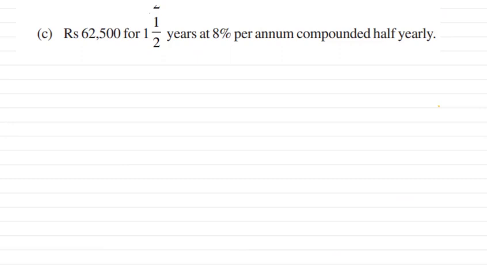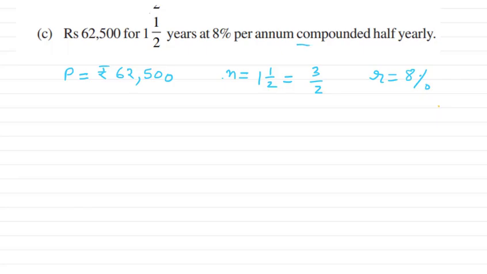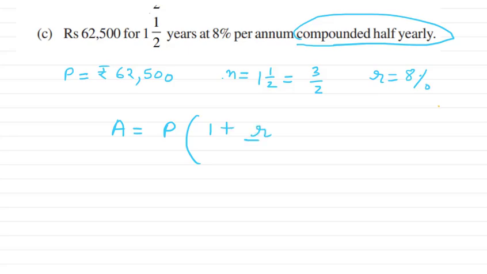So this is your next question. Again, here you have P equals rupees 62,500. Your n is 1 whole 1 by 2, so that can be written as 3 by 2, and your R is 8% per annum. But here one difference is there, it is compounded half yearly. So whenever the interest is compounded half yearly, your formula will be a little bit modified. The rate will be half and your time will be doubled.